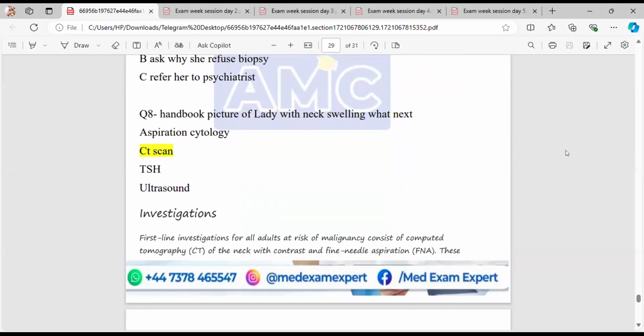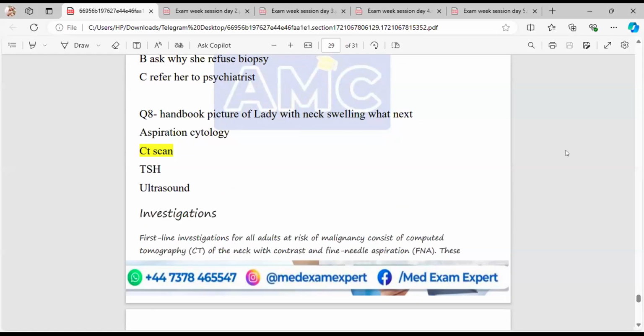Handbook picture of a lady with neck swelling. What is next: aspiration cytology, CT scan, thyroid stimulating hormone, or ultrasound? We don't know what that picture is, and we don't know where this neck swelling is. Like, is it on the midline of the neck?